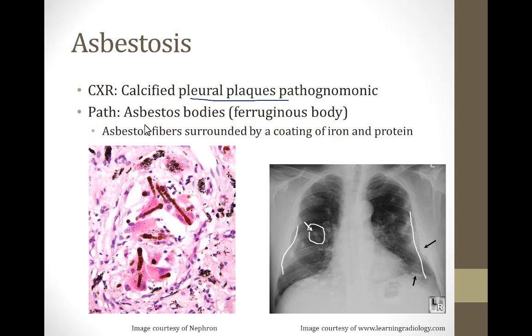On lung biopsy, the classic finding of asbestosis is called an asbestos body. It's also called a ferruginous body. And these long string of pearls types things that you see right here, these are asbestos fibers surrounded by a coating of iron and protein after they've been phagocytosed by macrophages.